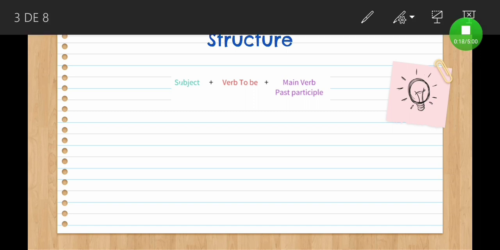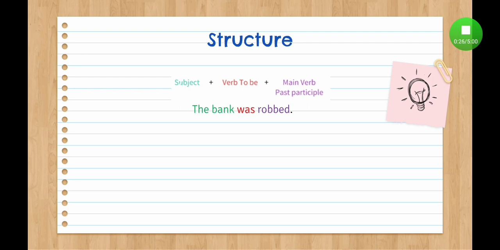So, here we have an example. The bank, in this case it's the subject, was the verb to be conjugated in past tense, and then we have the main verb, that is robbed, conjugated in past participle. So, the bank was robbed. We have another example. The computer will be fixed. In this case, the verb to be is conjugated in future. So, this means that we can use the passive voice with the verb to be conjugated in any verbal tense.